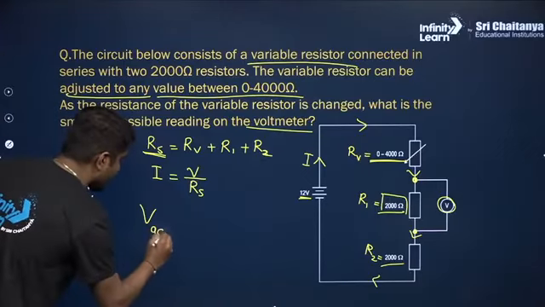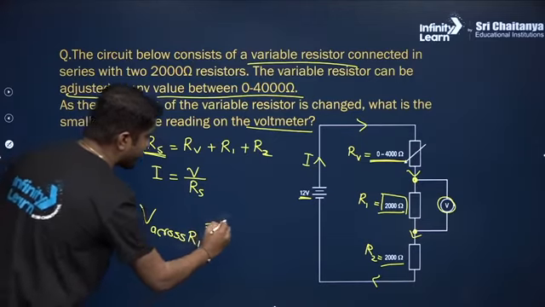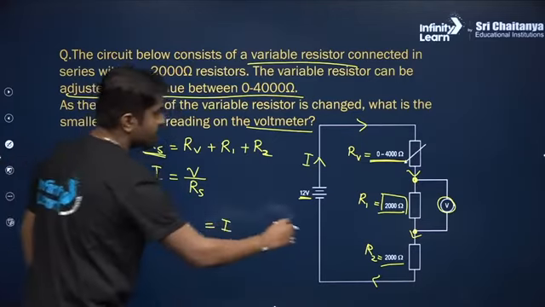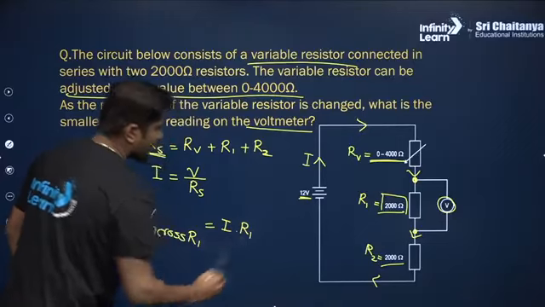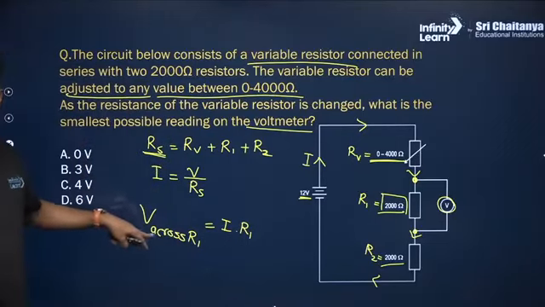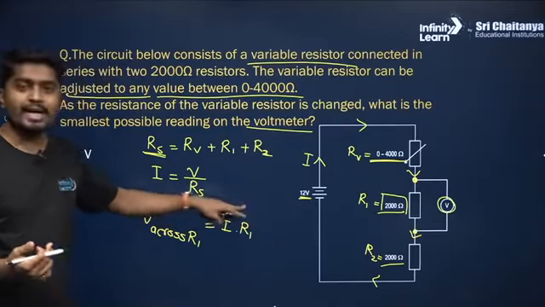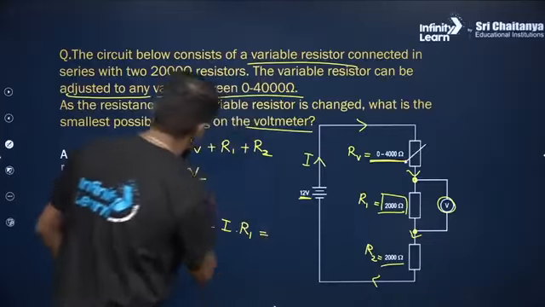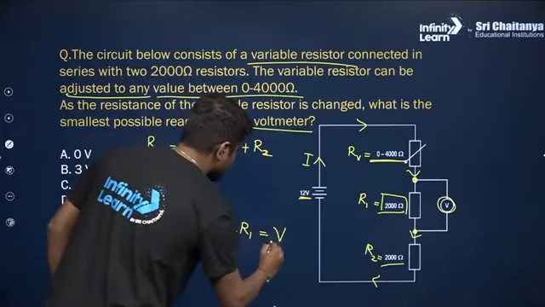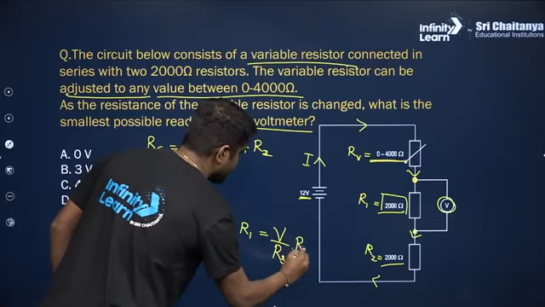V measured across R1 will be given by the total current flowing through this circuit multiplied by R1. This is from Ohm's law. Do you know Ohm's law? V is equal to IR. So this is how we calculate. Now just substitute this value of I. So what is I? I is V divided by Rs, multiplied by R1.